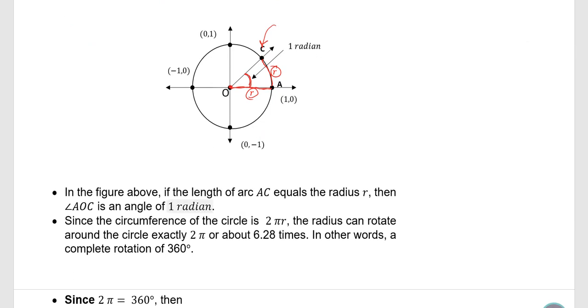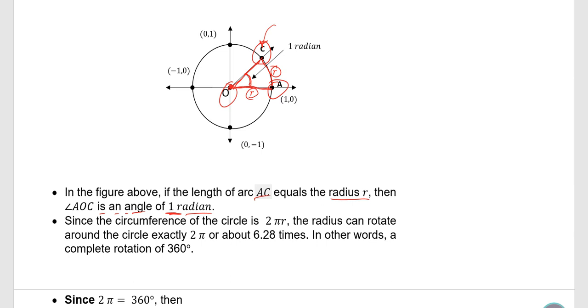Now in the figure above, again, as we've been discussing, the length of arc AC equals the radius r, then angle AOC, this angle with this vertex, is an angle of 1 radian. This is the definition of radian.